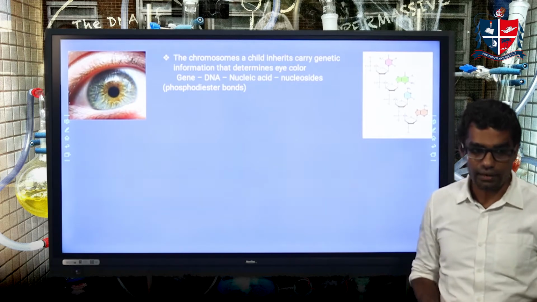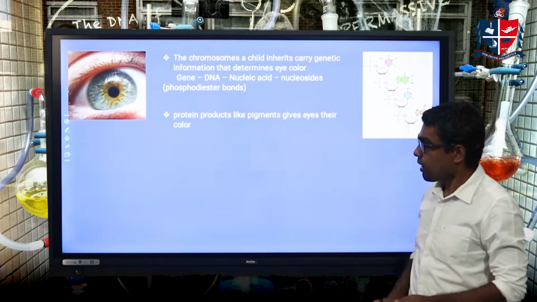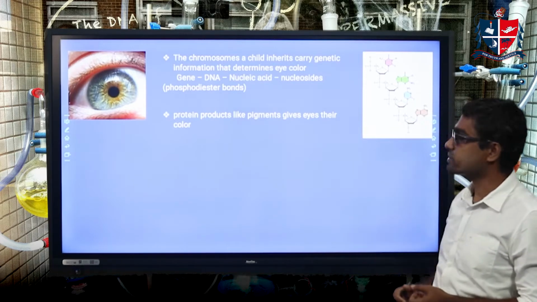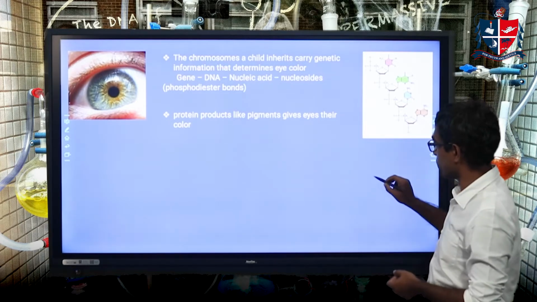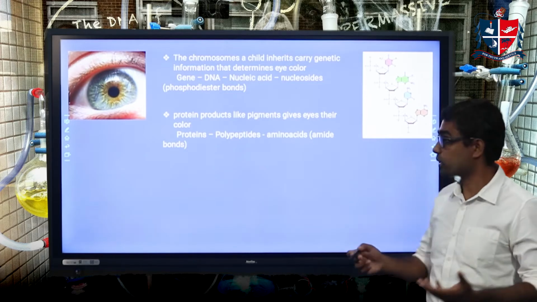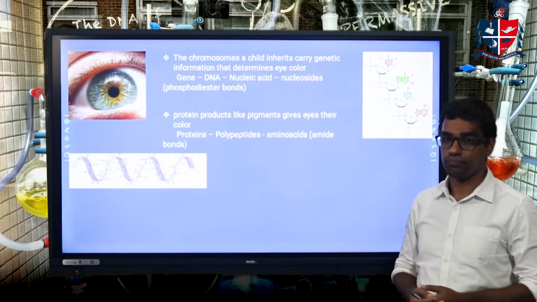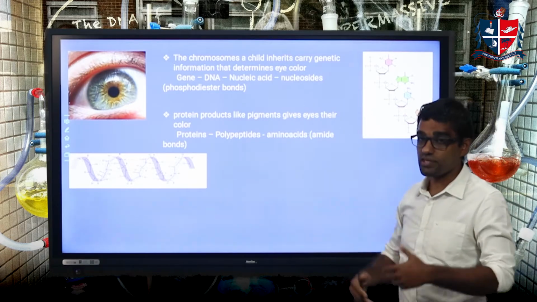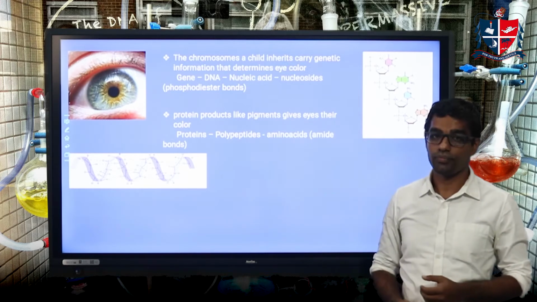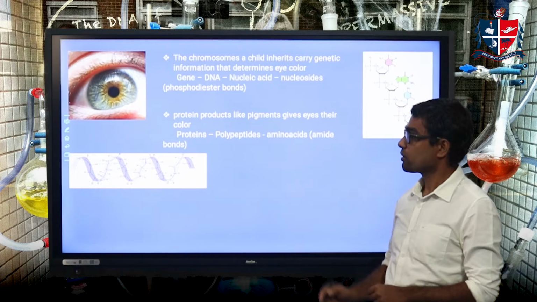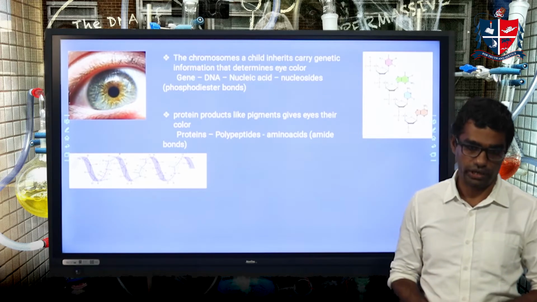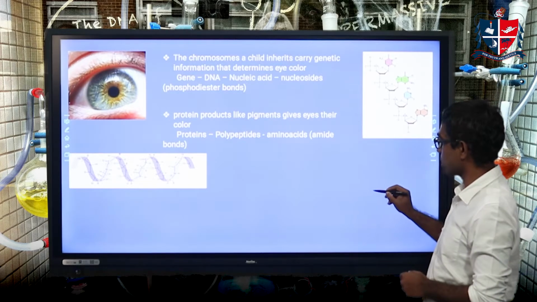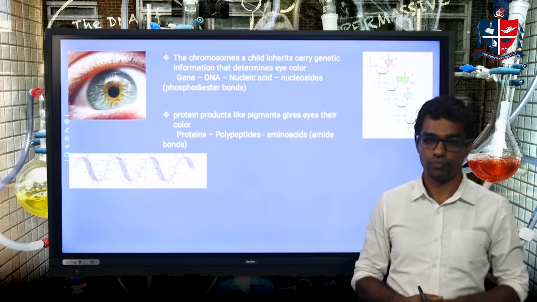And another student can answer like this: the protein products like pigments give eyes their color. Protein means polypeptides, amino acids. The structure may be like this. So one answer is that it is genetics, the reason for the eye color is DNA. And another answer is that the reason is a protein which gives the color to the eye. I will say that both answers are correct.